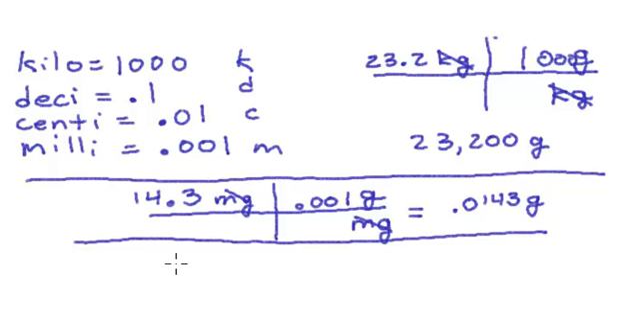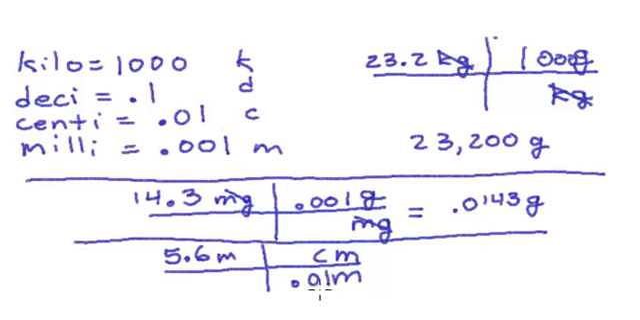Okay, let's say I want to figure out how many centimeters are in 5.6 meters. So I have 5.6 meters. I need my meters to cancel, so I'll put meters here. I'll put centimeters here, so that way my meters cancel. Now remember, I need these two things to be equal. Centi is 0.01. So I'll put 0.01 here. So now I have a 0.01 meter here and a centimeter here. These are the same. Now my meters will cancel.